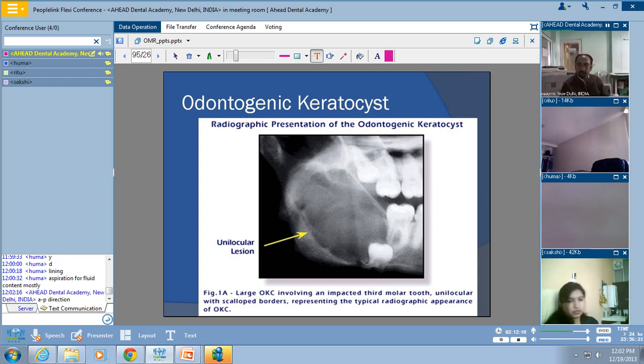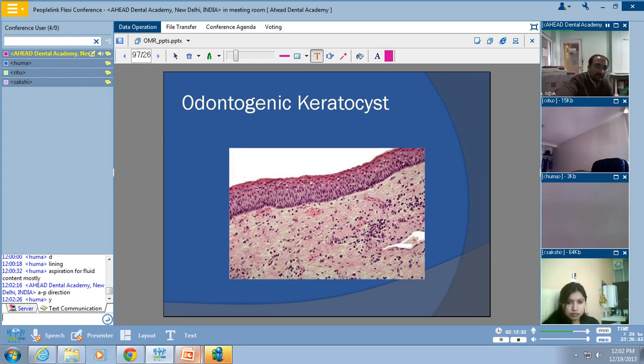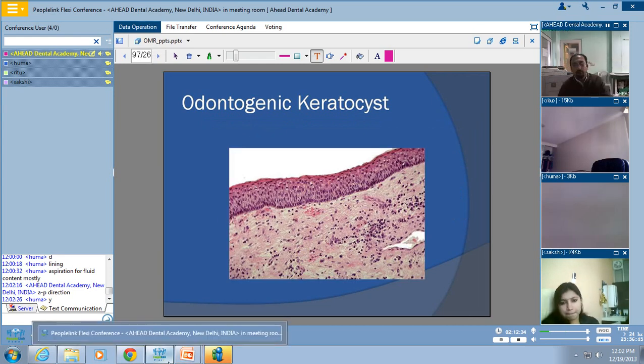Obviously, there will be no swelling. So when you see the patient, there will be no swelling like this, but the massive radiolucency will be there. I am sure in this patient there would have been no swelling or very minimal swelling. Well, histology, again thin epithelial lining, as you can see this very thin epithelium with 6 to 10 layers which are very much evident in this patient. Is it clear?